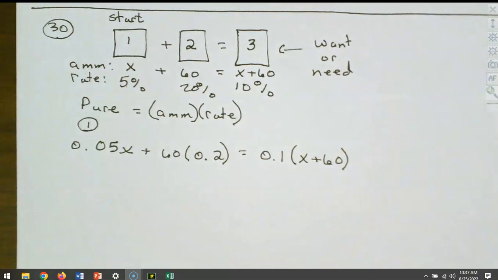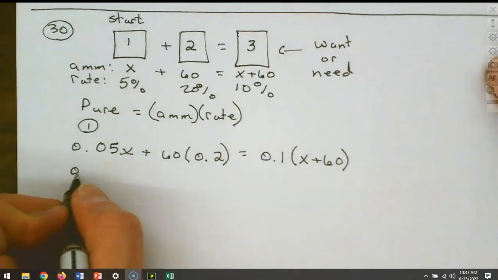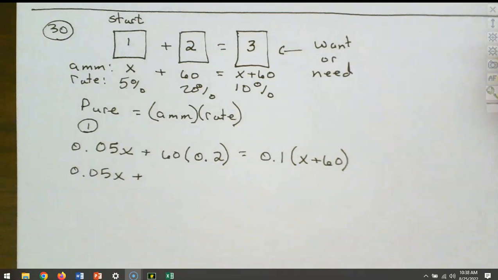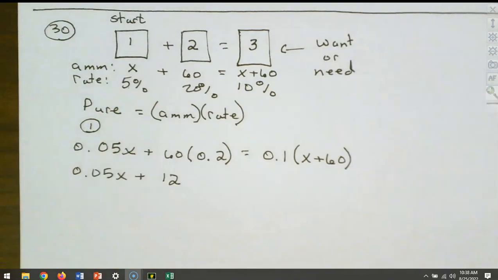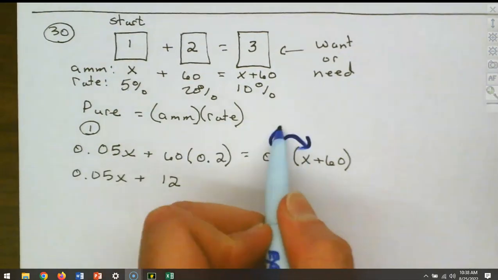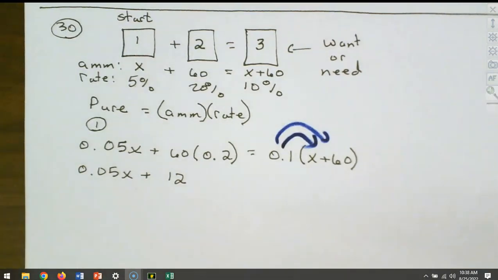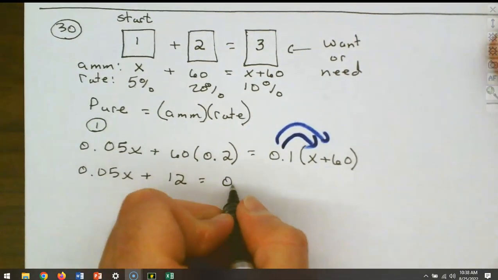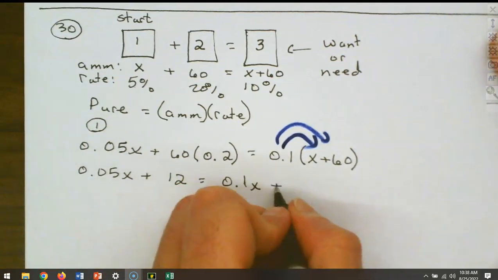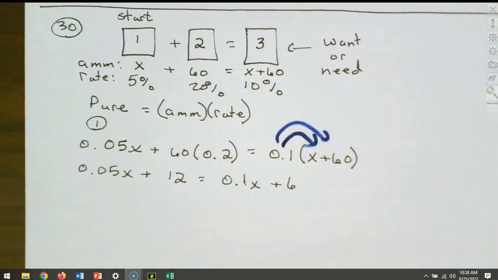Now we can distribute through, and we should be able to easily solve this out. So distribute through here, 0.05x, and we've got 60 times 0.2. That should be, I believe, 12, but I always double check things. Yep, that's 12 there. The 0.1 gets distributed through. And that is then 0.1x. And 0.1 times 60, that's a 6.